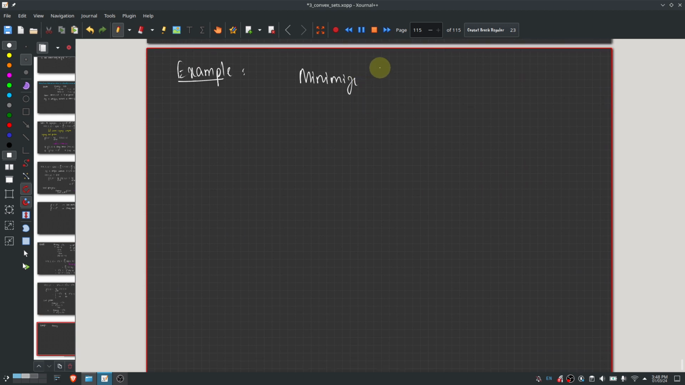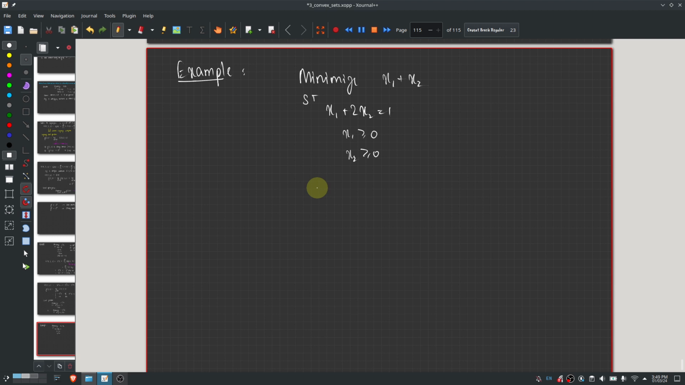So let's see one example. Suppose I want to minimize x1 plus x2 subject to the constraint that x1 plus 2x2 equal to 1, x1 greater than or equal to 0, and x2 greater than or equal to 0. This is in fact in the standard form of LP that I had earlier.